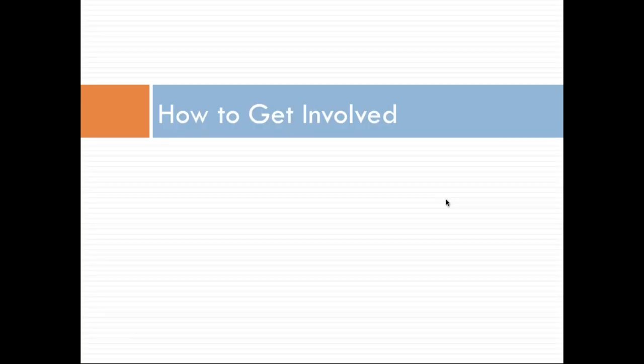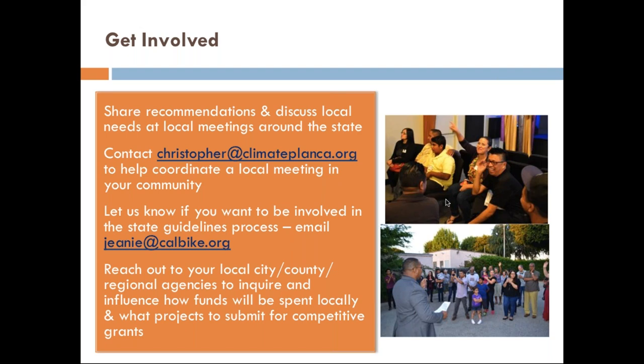So with all of those dates in mind, and I know it's a little bit overwhelming, we want to provide some advice on how to get involved in this process and make sure that your voice is heard. The first thing that we have brainstormed and talked about with some grassroots groups as a coalition is doing local meetings in different parts of the state to share our recommendations and this information we've presented to you, but also to discuss local needs and get feedback from all of you that can be carried back to the CTC.